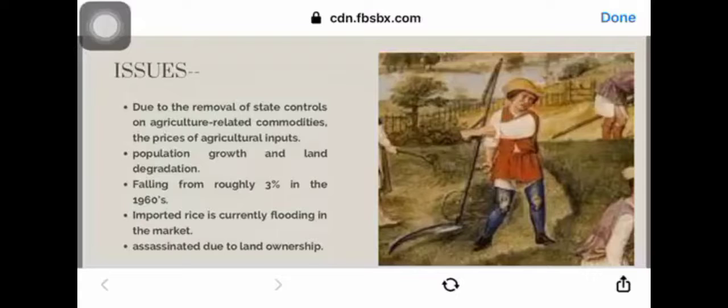First is due to the removal of state controls on agriculture related commodities, the prices of agricultural inputs. Second is population growth and land degradation. And the third is falling from roughly 3% in the 1960s. Fourth is imported rice currently flooding the market. And last but not least is being assassinated due to land ownership.